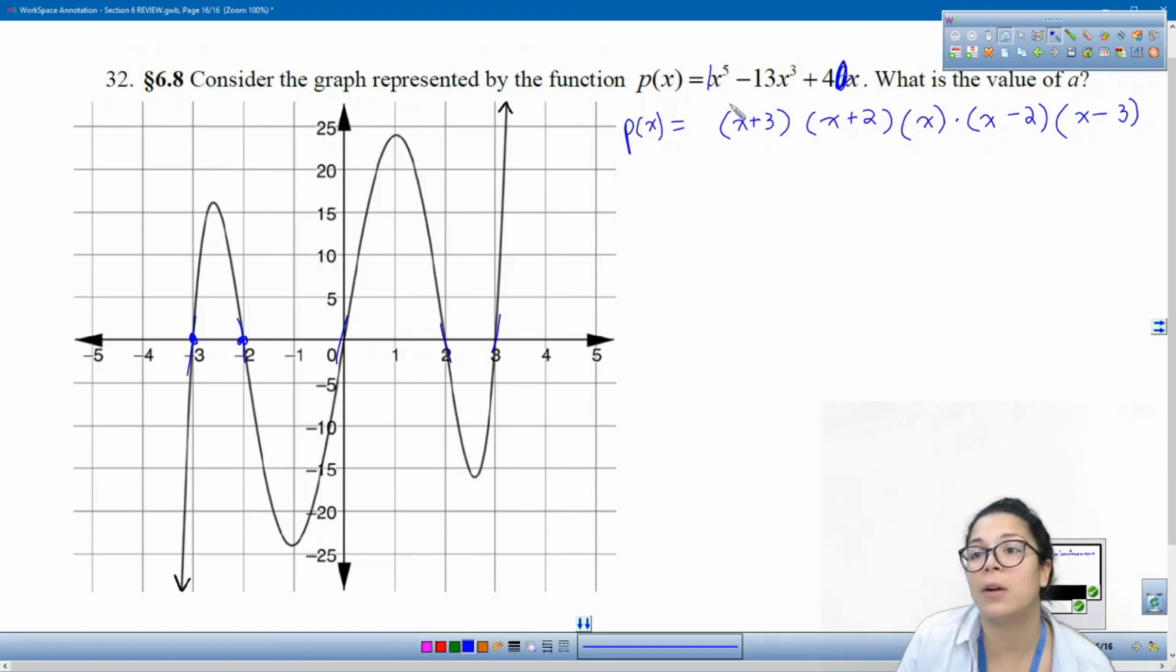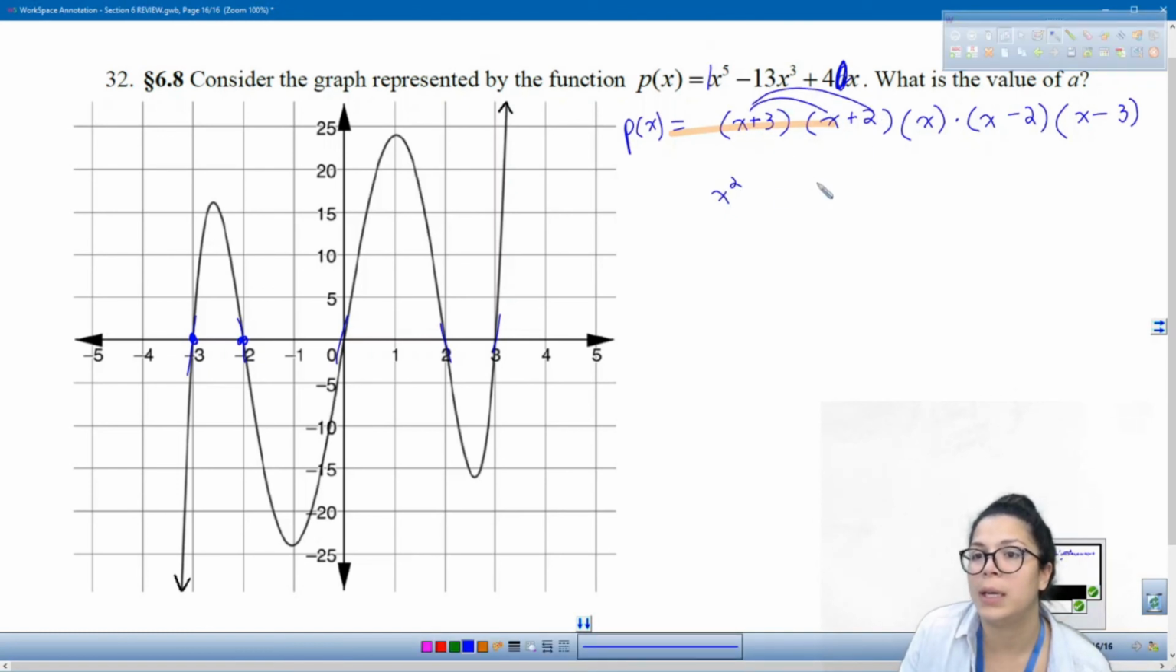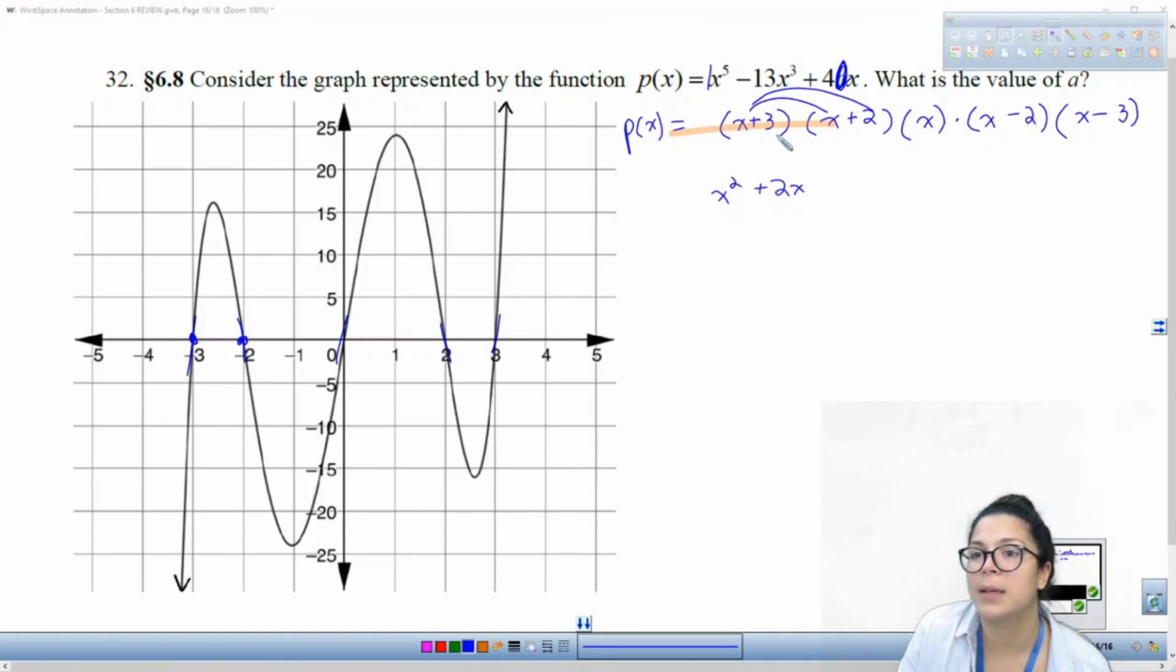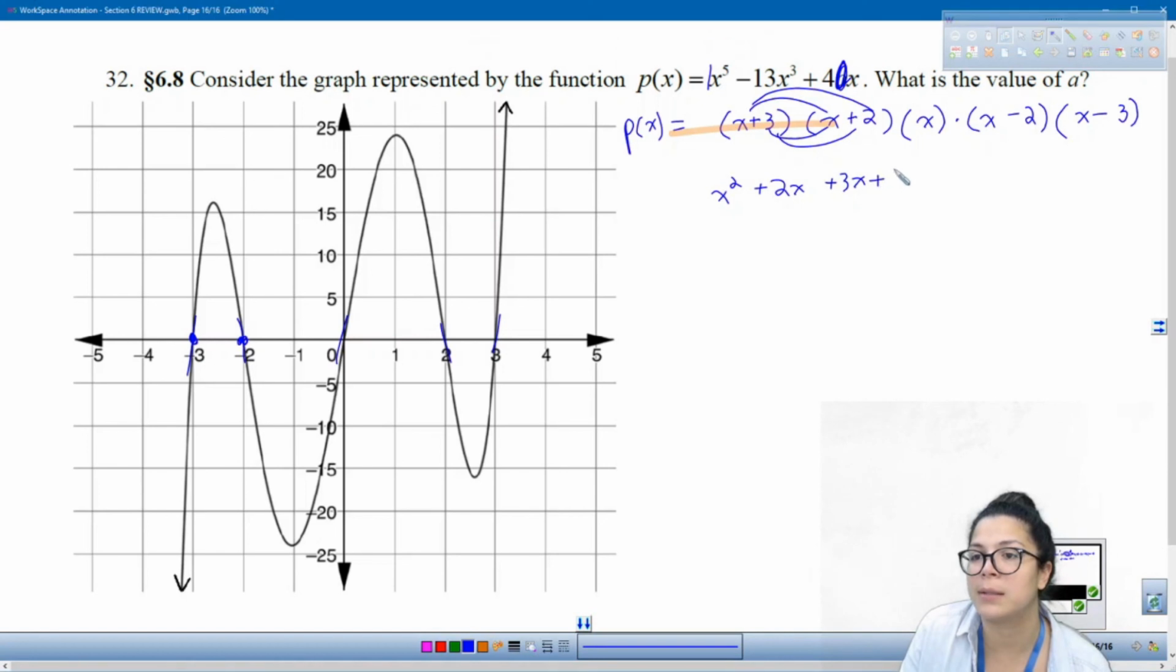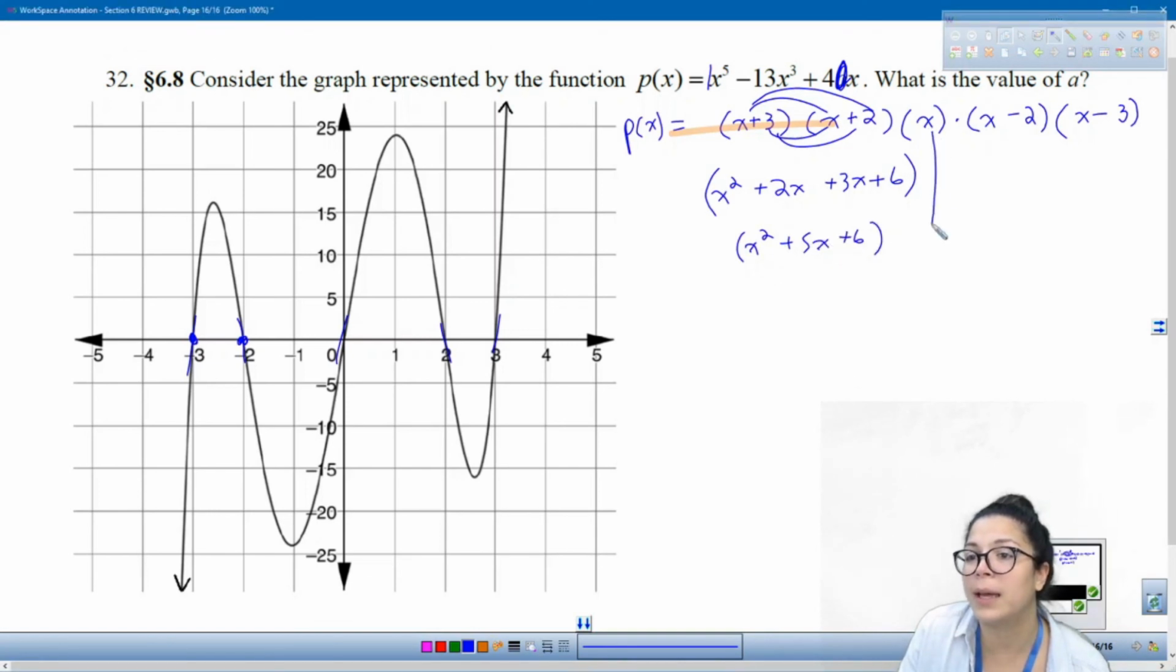So now I need to go ahead and multiply all this out. Let's start with the first two, multiply these two together. x times x is x squared, x times 2 is 2x, 3 times x is 3x, 3 times 2 is 6. If we combine the 2x and 3x in the middle, we have x squared plus 5x plus 6. Okay, great. So now I'm going to multiply the copy of x in. I'm not going to multiply the other copies yet. I can only multiply one copy at a time.